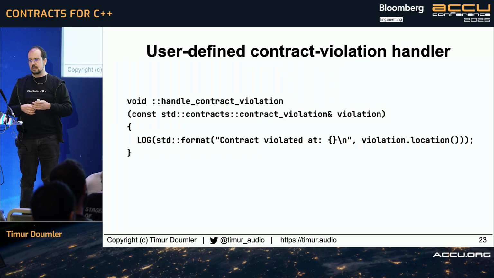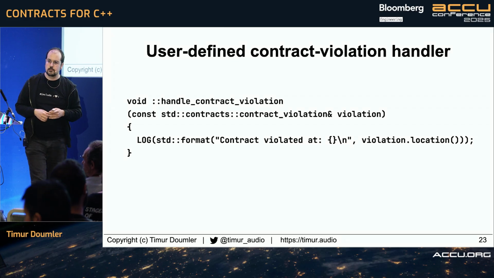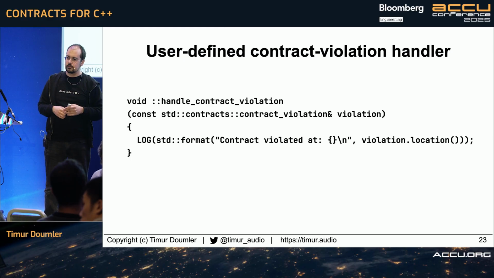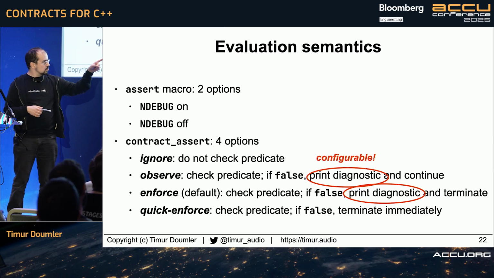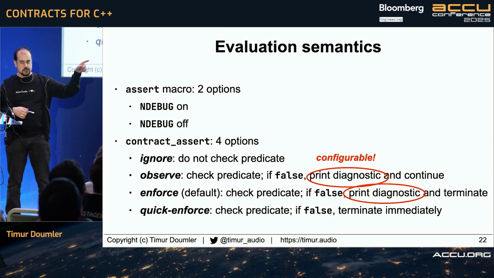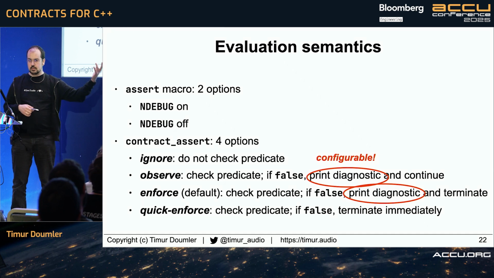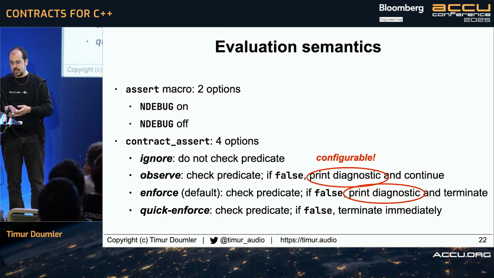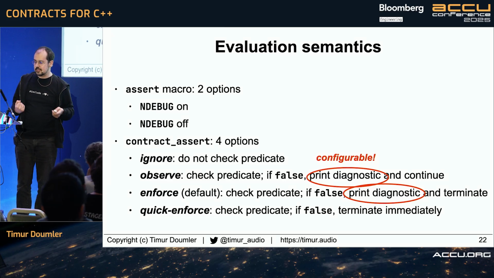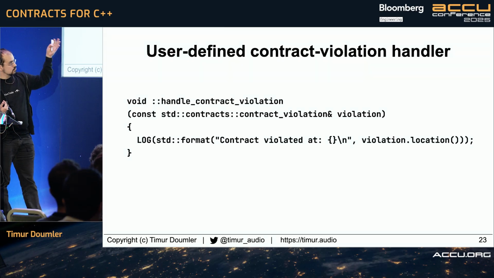And you use that. A quick question. Yeah, the message, can you customize the message, the content itself? You cannot customize the message. If you don't install your own violation handler, which is what we're going to get to in a minute, then you're going to get whatever behavior you get from the compiler. Whatever the compiler decides to print, that's what you get. But yes, you can customize that behavior by installing a user-defined contract violation handler.